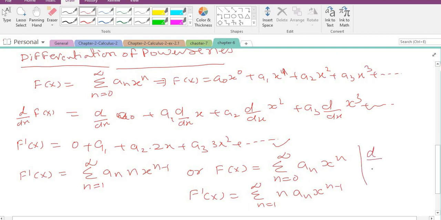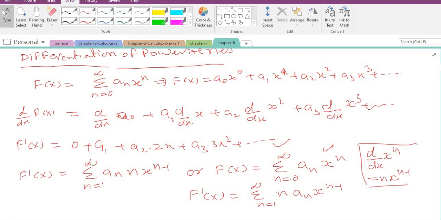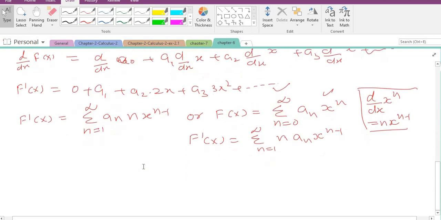Why? Because d/dx of x to the power n is n times x to the power n minus 1. Using this rule, when you differentiate this part, it will come n times x to the power n minus 1. So this is the answer of that power series by using differentiation. That means differentiation of power series. Now I am going to pick another question.